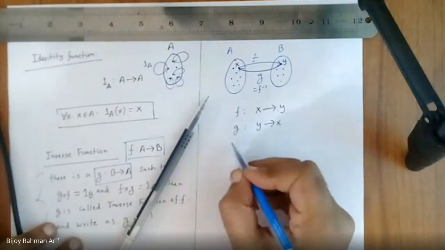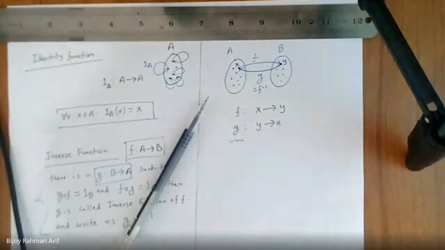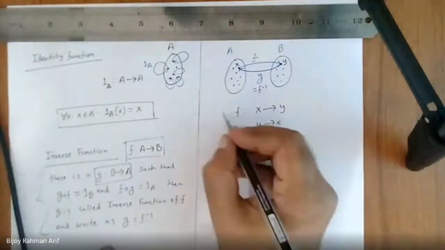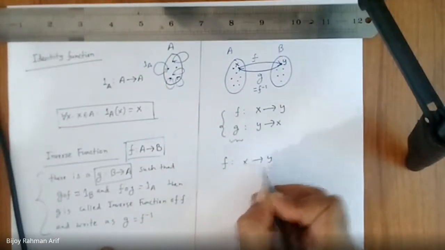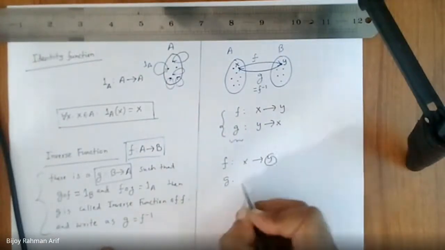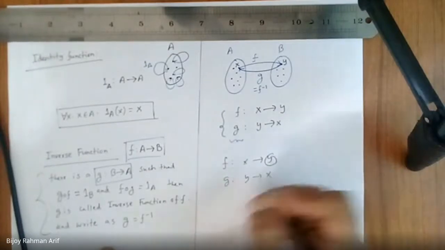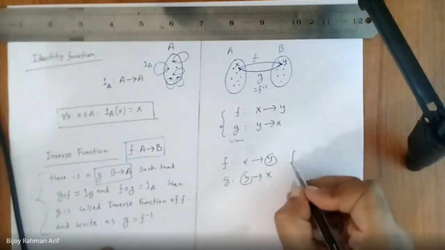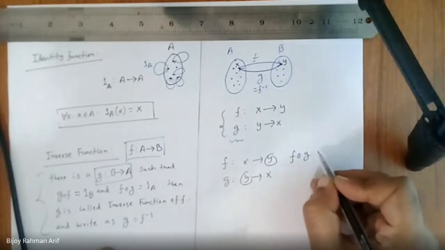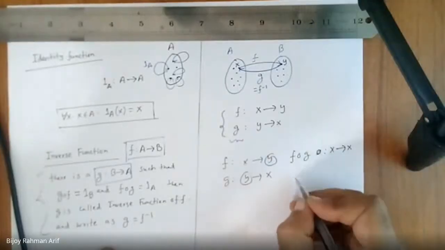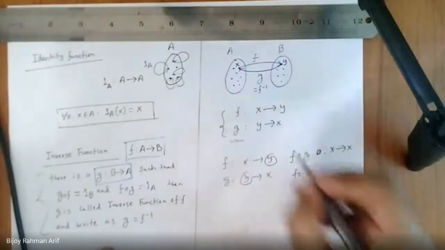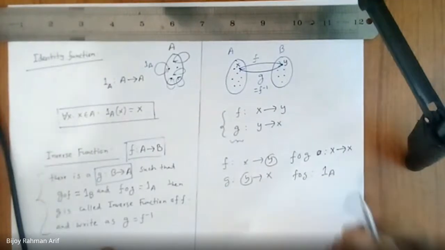So how can I find this g? So what is happening here? The whole process is something like this. f is mapping from x to y, then g is mapping back y to x. Then what is the whole process? The whole process is nothing but f composition g, which is mapping back to x, and that is the definition of what? This is the definition of 1a. Do you agree with me or not?